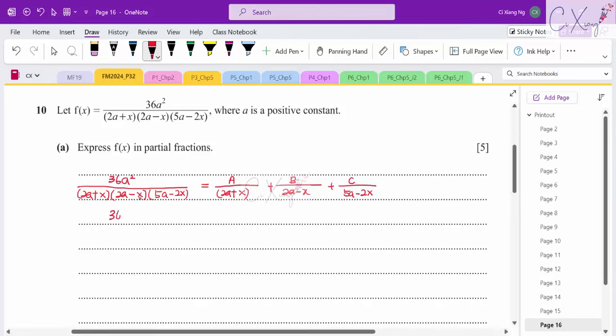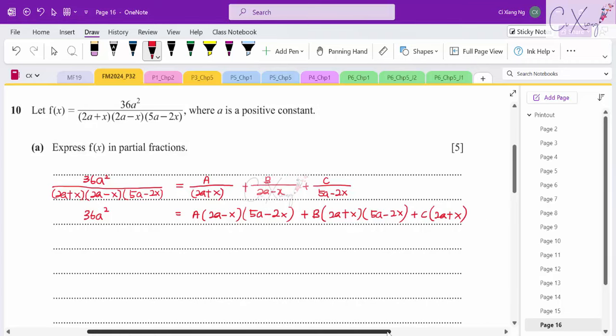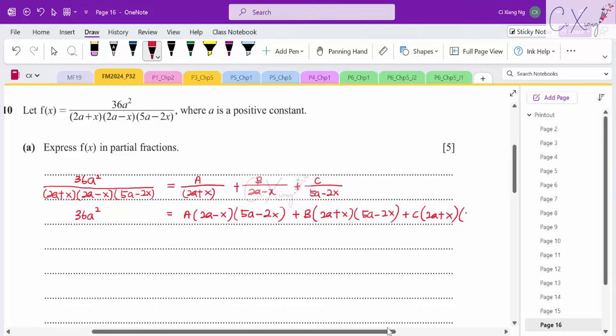Multiply the whole equation by the original denominator. By right, you will be having 36a squared. Therefore, the a here you will be having 2a minus x and also 5a minus 2x. Then the second one will be 2a plus x and 5a minus 2x. Then the third one, 2a plus x and then 2a minus x.